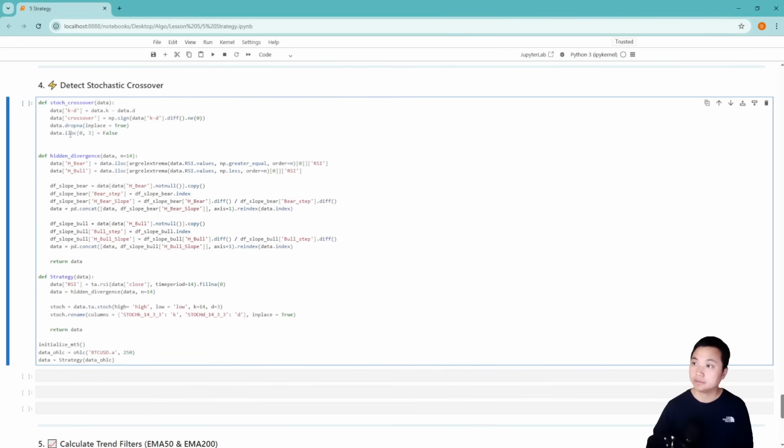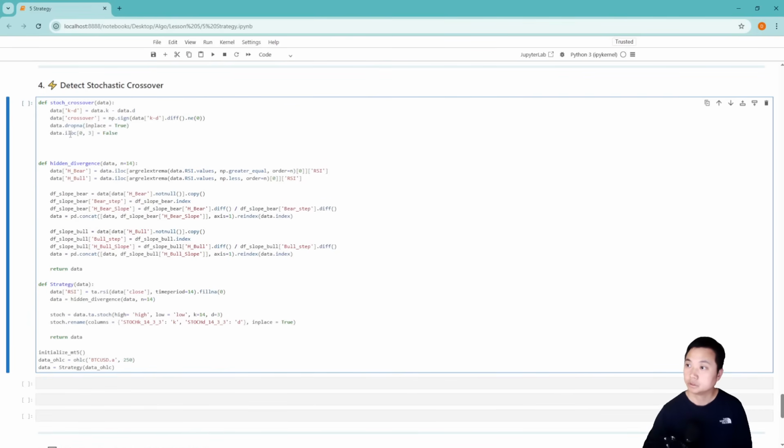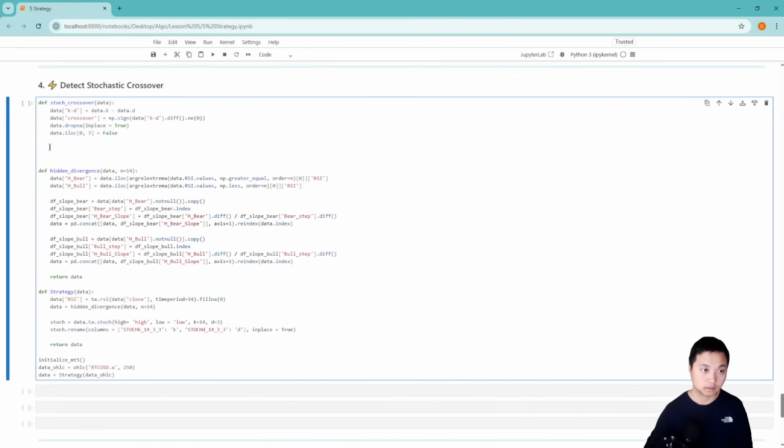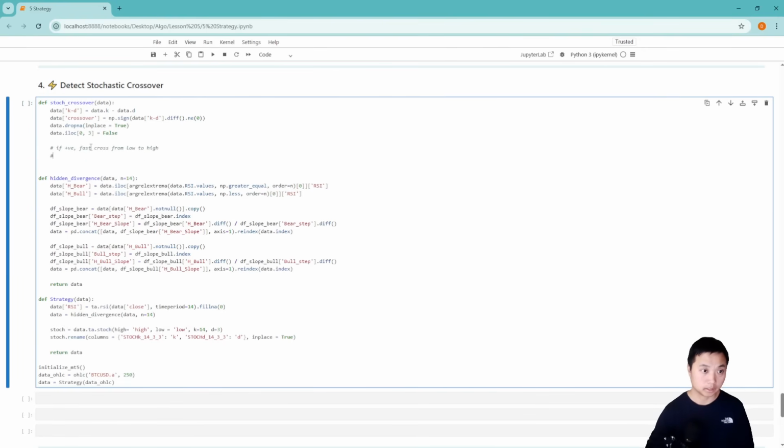And so what we've done is just now replace the crossover. Before I go to this line, I just would like to quickly mention what we've done here. If positive in this crossover, it just means there's a fast cross from low to high. And on the other hand, if it's negative, it just indicates a fast cross from high to low.